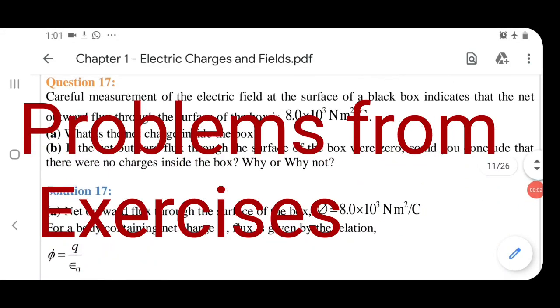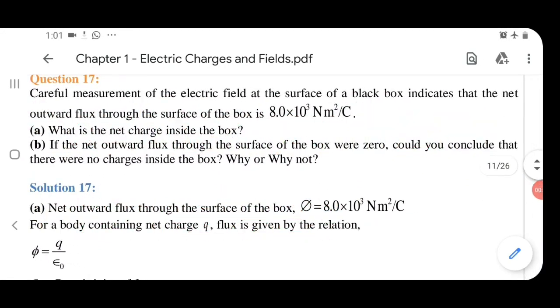Now we are discussing questions from exercises. First, let's go through question number 17. Careful measurement of electric field at the surface of a black box indicates that net outward flux through the surface of the box is 8 into 10 cube Newton meter square per coulomb. What is the net charge inside the box?